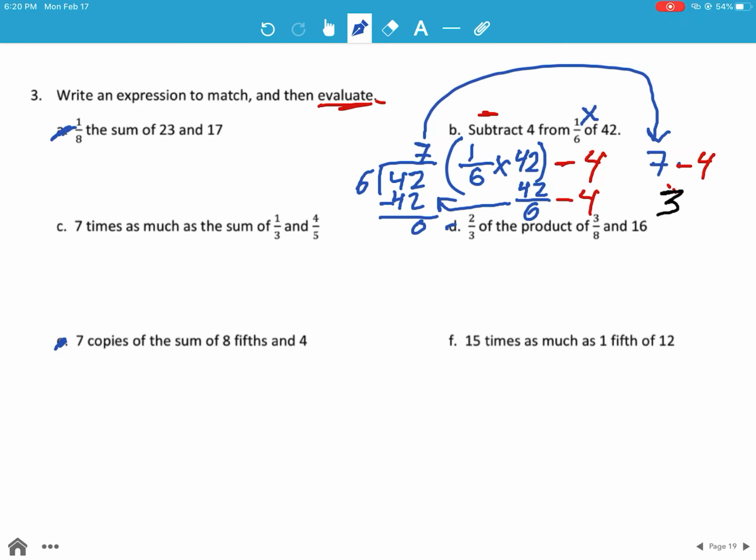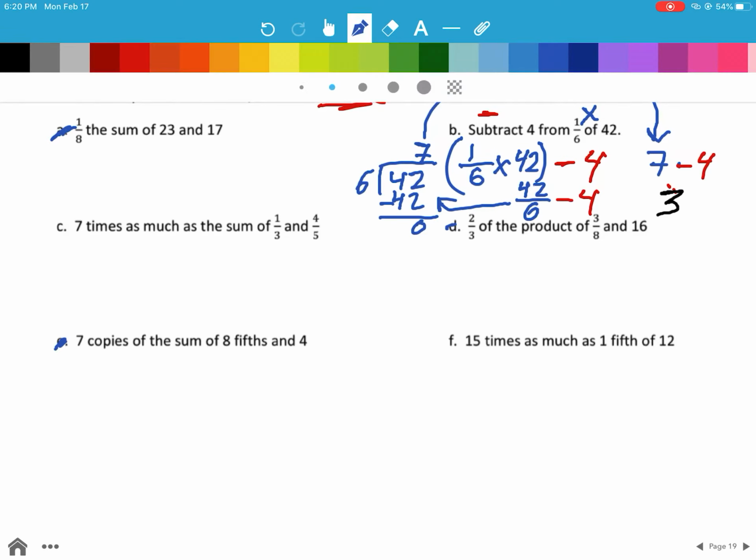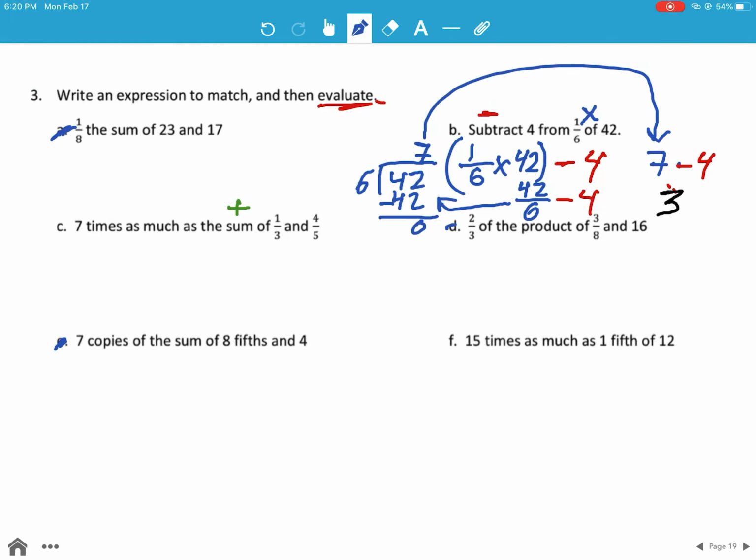All right, 7 times as much as the sum of 1/3 and 4/5. Okay, so we have the sum and we have multiplication.